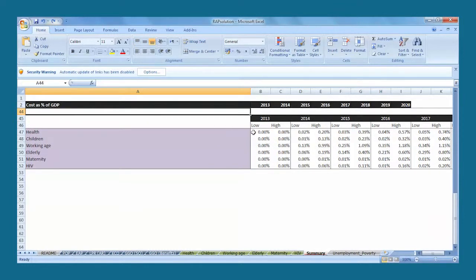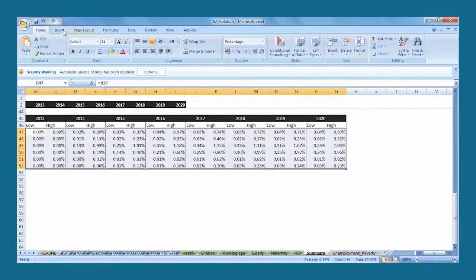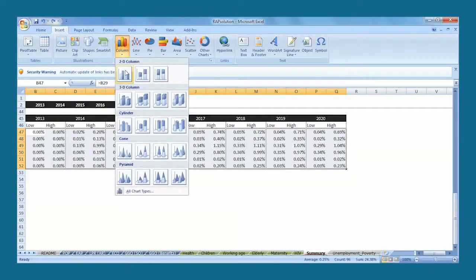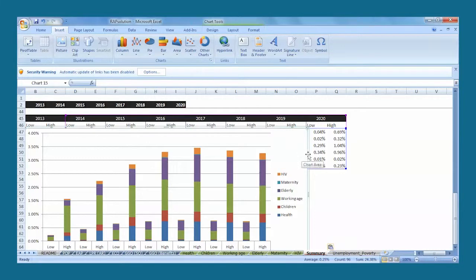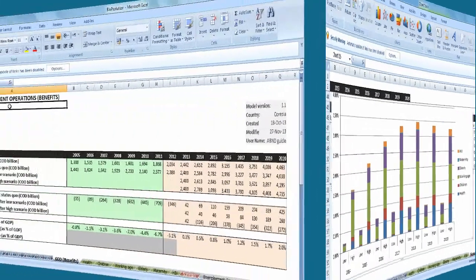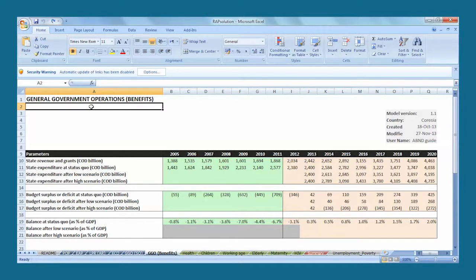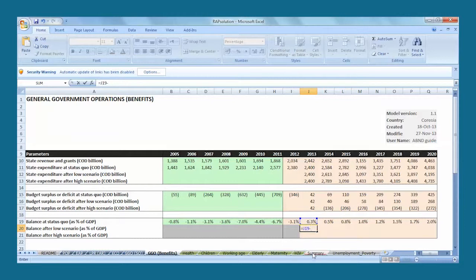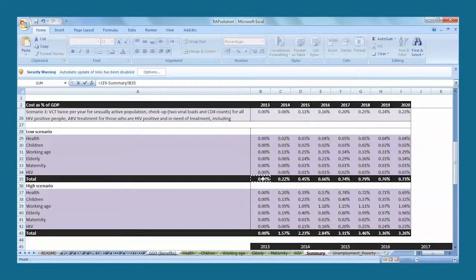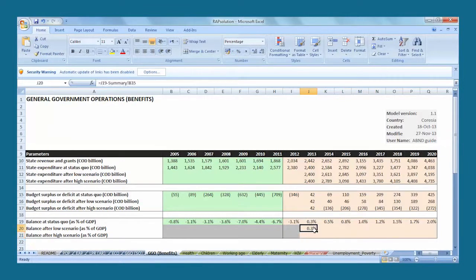To give a graphical representation of the cost of scenarios as a percentage of GDP, we can create a chart. Finally, we complete the GGO sheet, which gives the central government expenditure, assuming that the scenarios are implemented in the near future. We can calculate the budget surplus or deficit when the total low scenario or the total high scenario is implemented. To calculate the balance as a percentage of GDP when the total low scenario is implemented, we subtract the cost of the total low scenario from the balance at status quo.